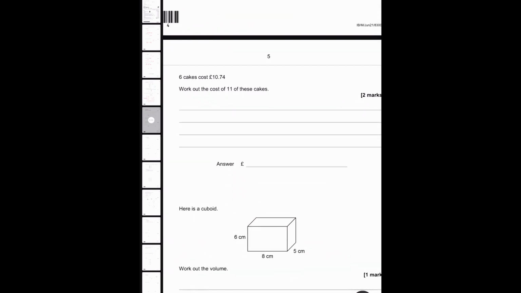Question 7 says 6 cakes cost £10 and 74 pence. Work out the cost of 11 cakes. First, let's work out the cost of 1 cake. We can do this by dividing £10 and 74 pence by 6. This gives us £1 and 76 pence.